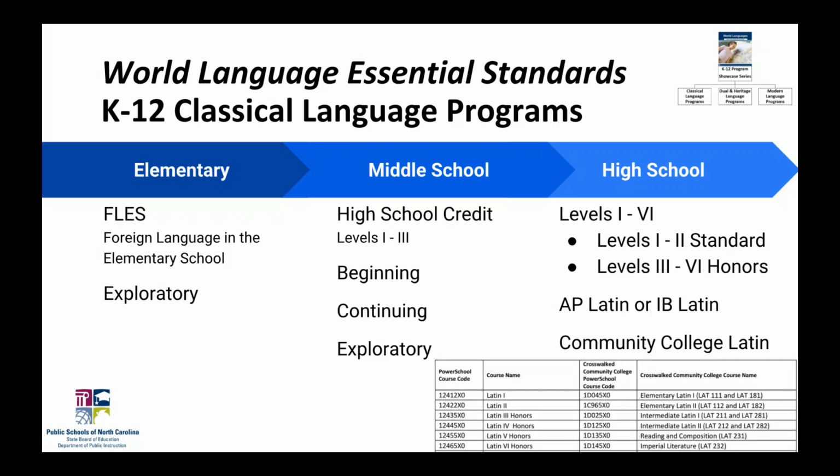When students take Latin courses at the community college level, there's some different things that happen, and I wanted to point this out to you by showing you the chart we have that looks at the Latin 1 through 6 courses, both with their PowerSchool course code within our state system, as well as the crosswalk community college course names that align to each of those levels and their PowerSchool course code in the system. So you see that student, regardless of where they're taking Latin in this case, can get credit levels 1 through 6.